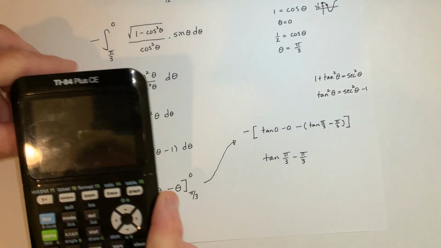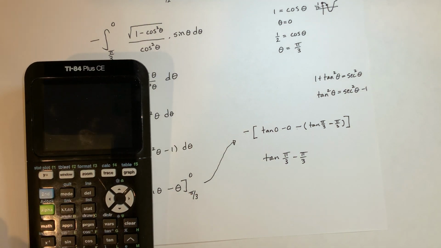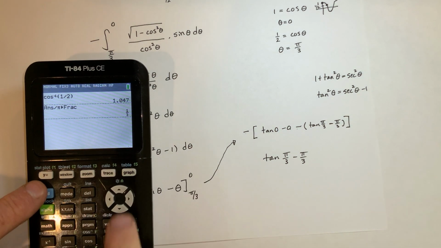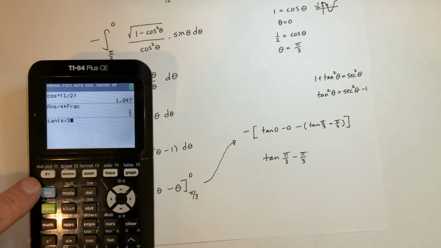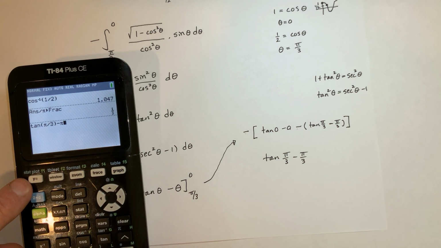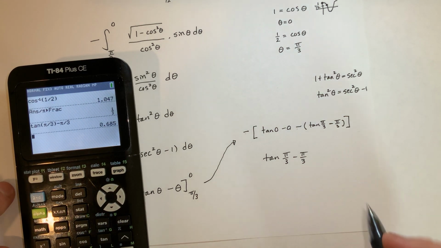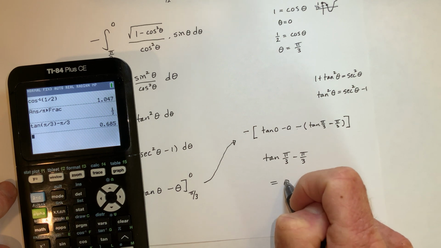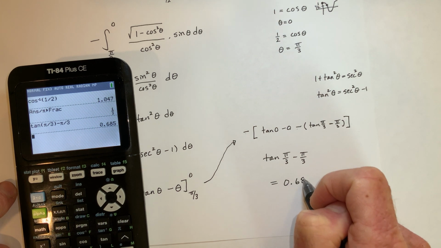And how much is that? So it's in radians, that's good. Tangent of pi over 3 minus pi over 3. So it equals 0.685.